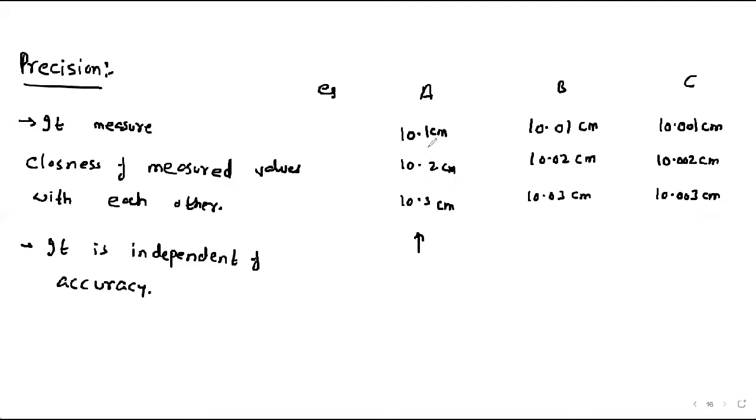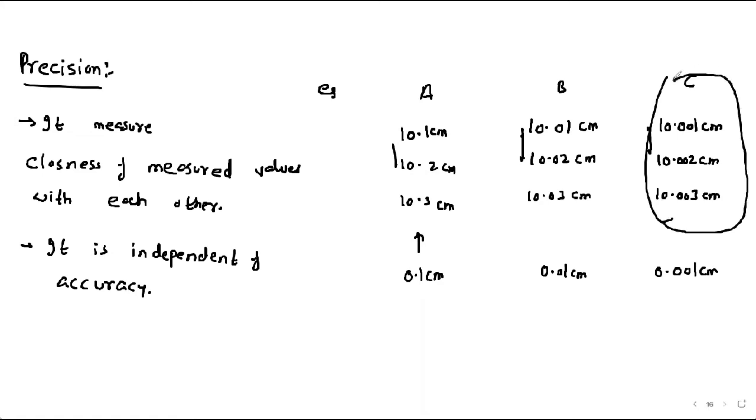If I look at these measurements, then the difference between any two consecutive measurements is 0.1 centimeter. The difference between any two consecutive measurements is 0.01 centimeter. Here, the difference between any two consecutive measurements is 0.001 centimeter. So, the measurements of C are closest with each other. So, this is the most precise. C is most precise.